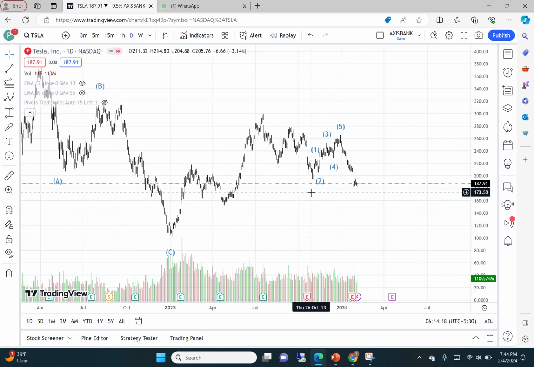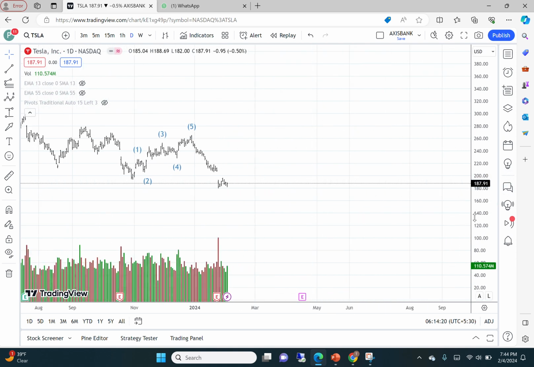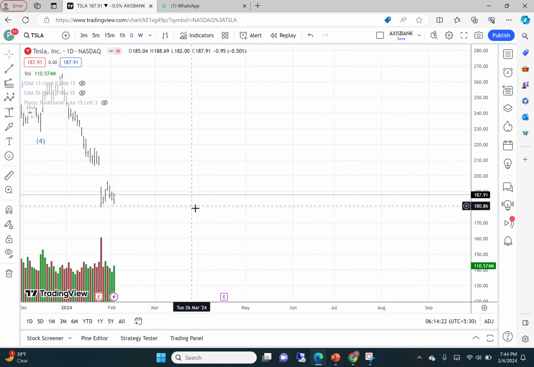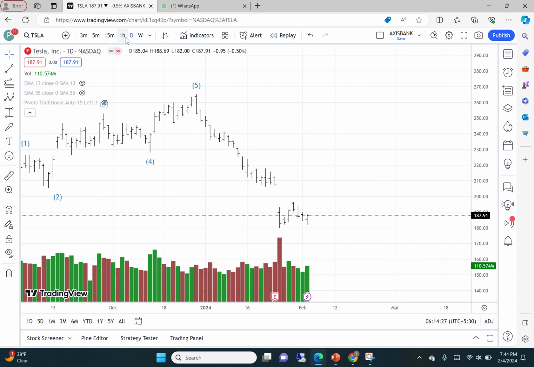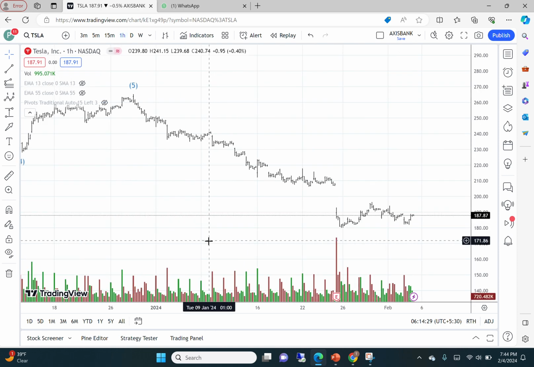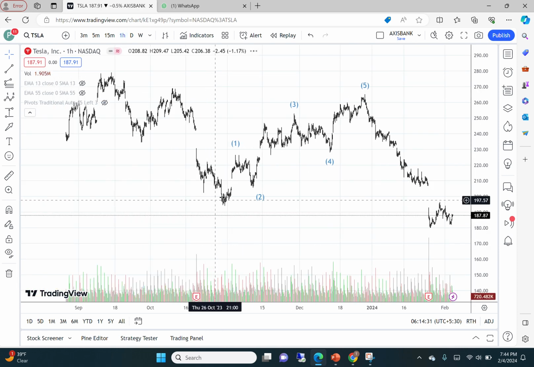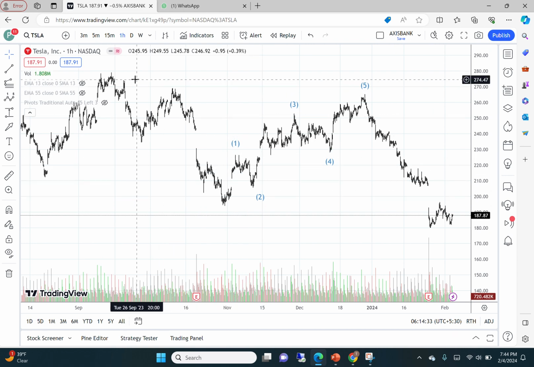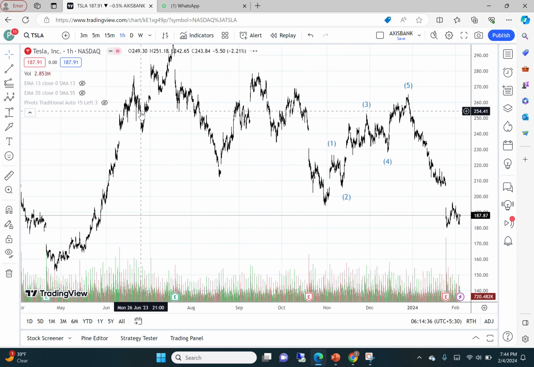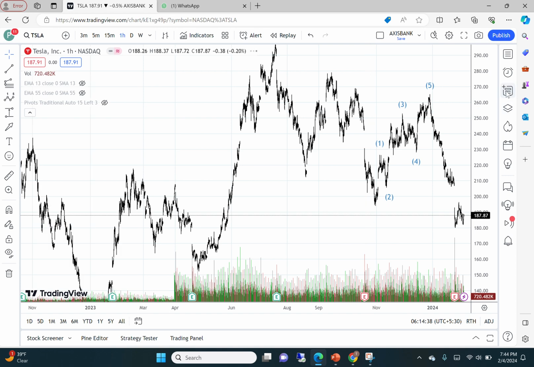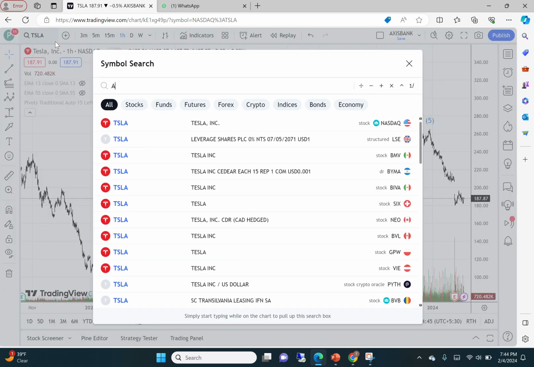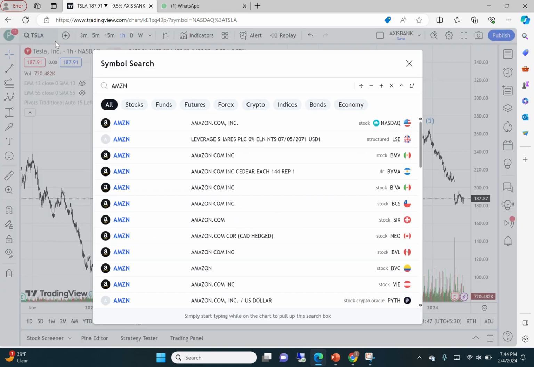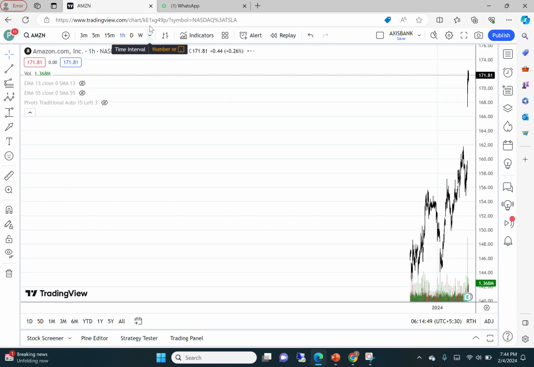Let's see even this one. This one is still a correction. Let me bring it to daily basis. Oh yeah, we already spoke about this one. So this is Tesla. Let's talk about Amazon to see the characteristics of the chart.